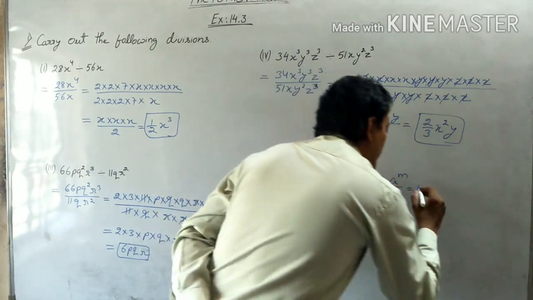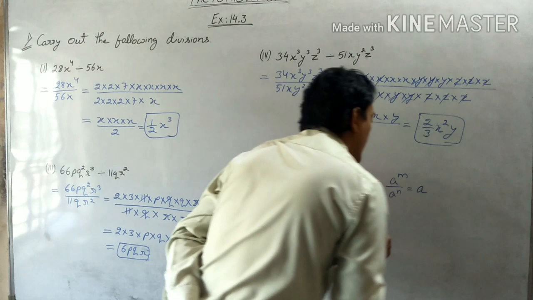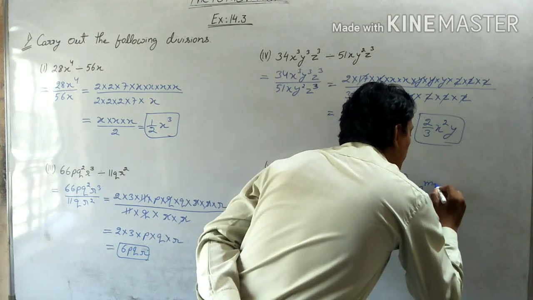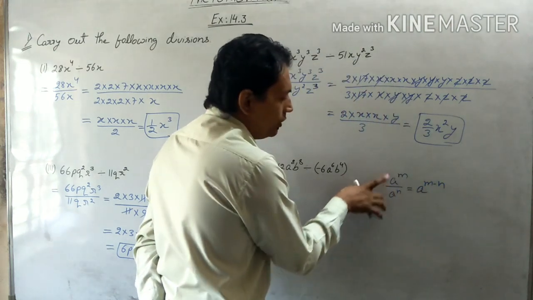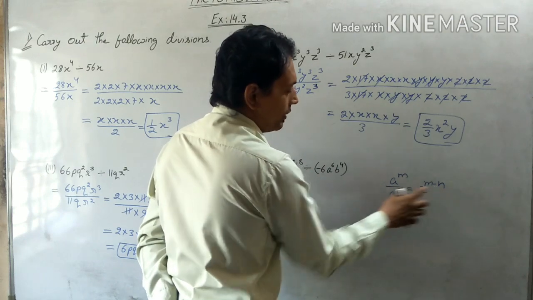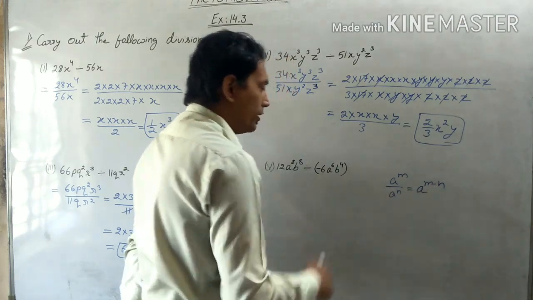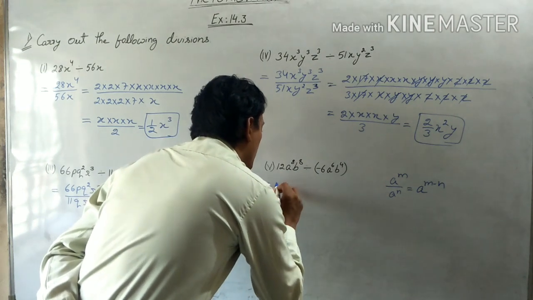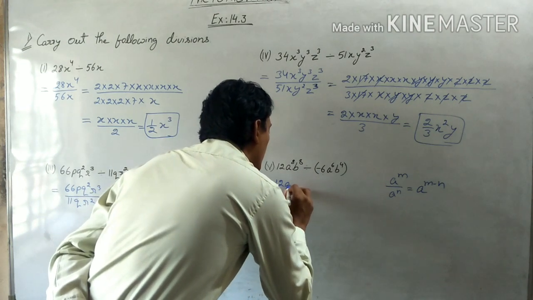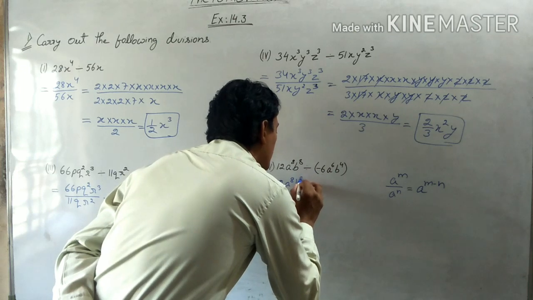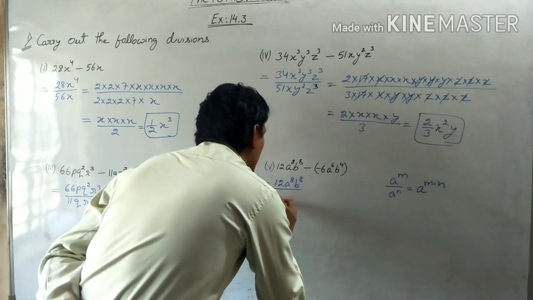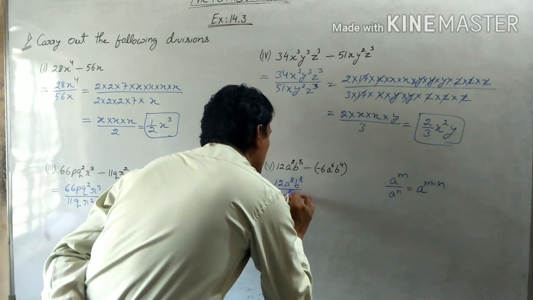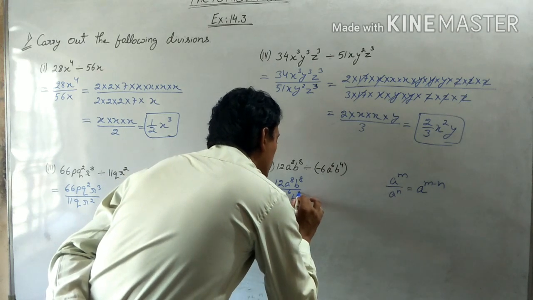Fine. So if this is like this, we can write it as a raised to m minus n. If there is a division, the power gets subtracted, you know, exponents get subtracted. So this thing you should know. So let's first write it in the numerator and the denominator format. So 12 a raised to 8 b raised to 8 divided by minus 6 a raised to 6 and b raised to 4.